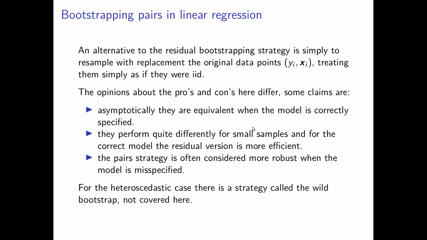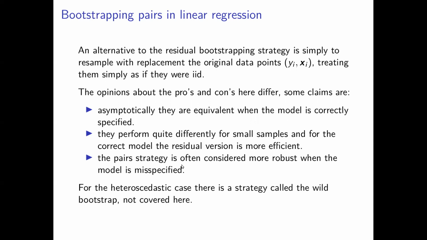And if we do have small samples and the model is more or less correct, meaning reasonable, the residual version is more efficient because we have only a few samples available, and this will introduce more variation into the few sample points which we have available. Therefore, it makes it more efficient. On the other hand, the pair strategy is considered more robust if the model is misspecified. So with a correct model, but small sample, the residual version works out.